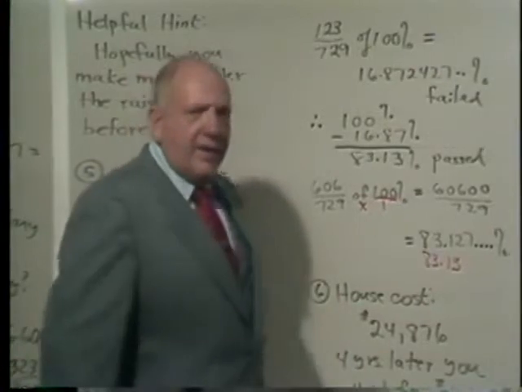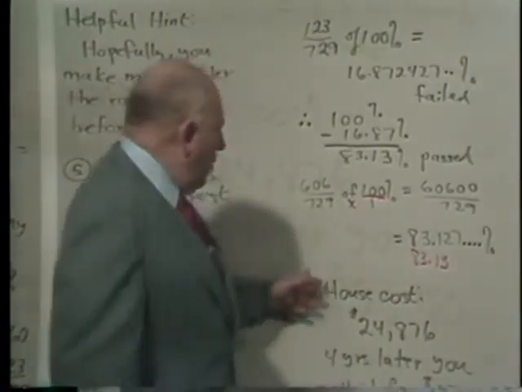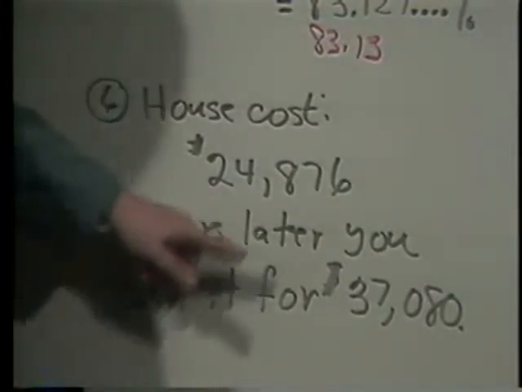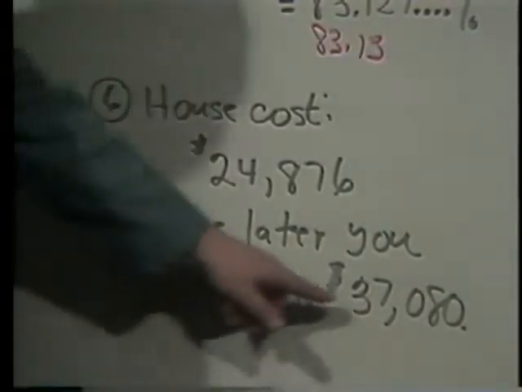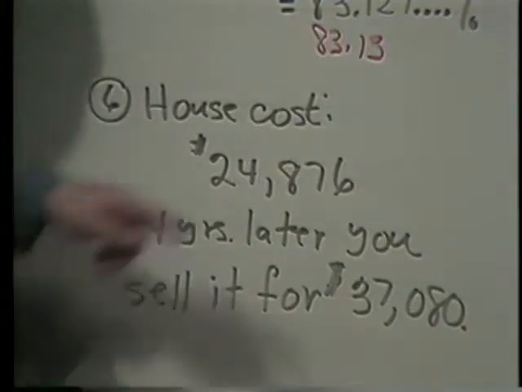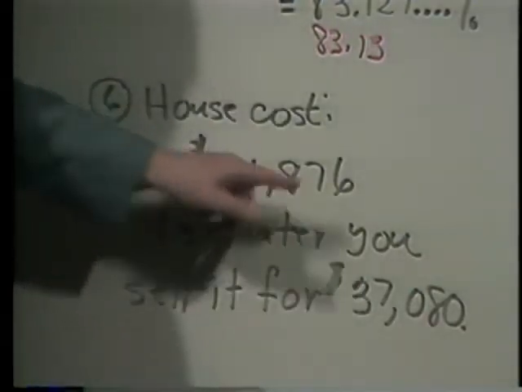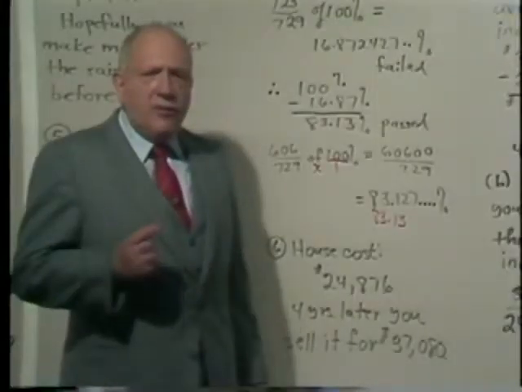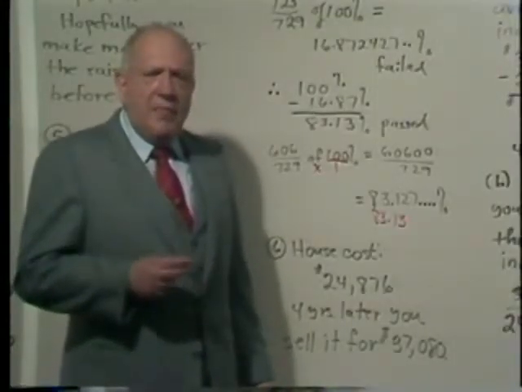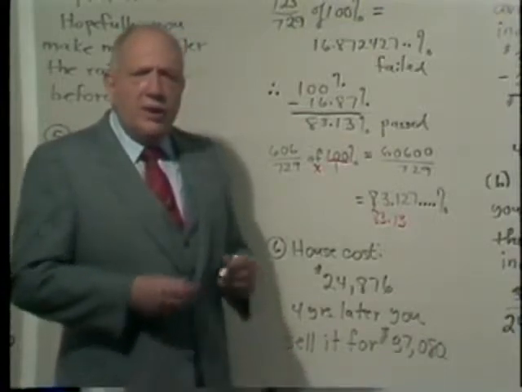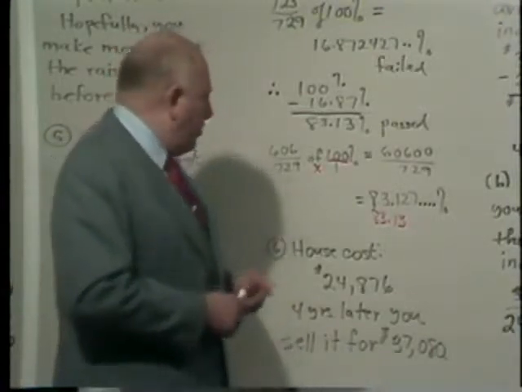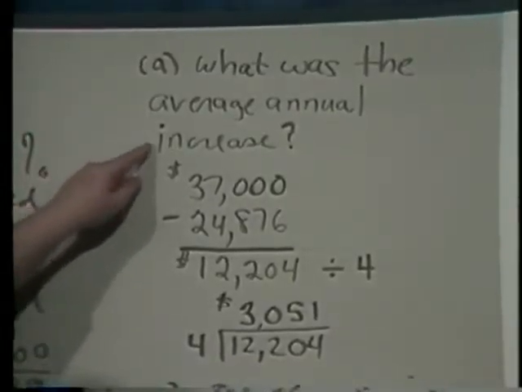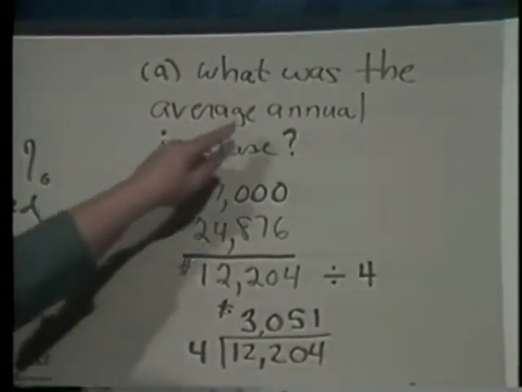Problem number 6 is an investment type of problem. You bought a house for $24,876. 4 years later, you sold it for $37,080. Well, now you know, if I subtract these two numbers, I know how much money I made on the sale. But I've had the house for a certain number of years. If I had left the money in the bank, money would have been accruing over each year. So a very natural question that I could ask is, what was the average annual increase? What was the average increase per year?